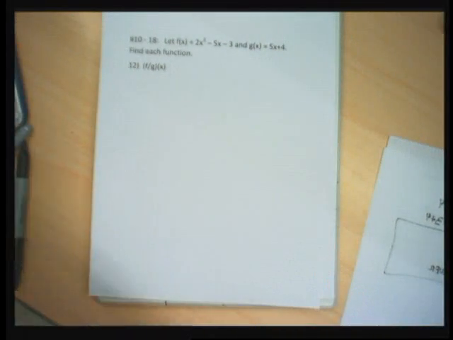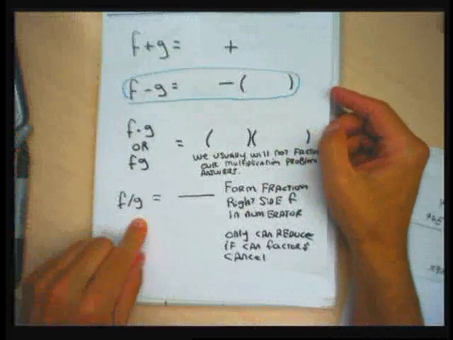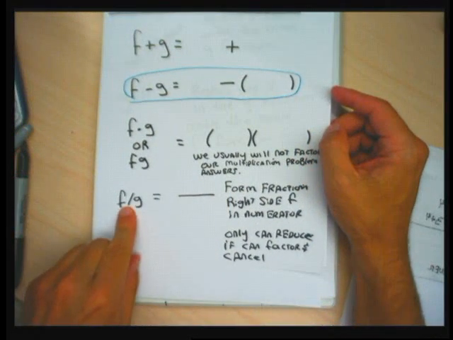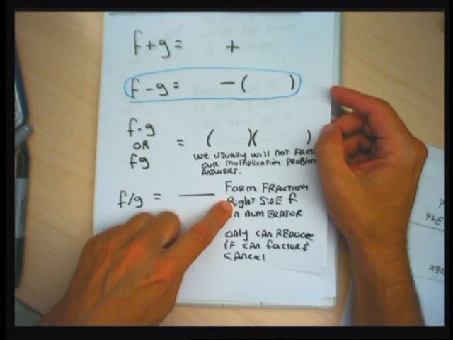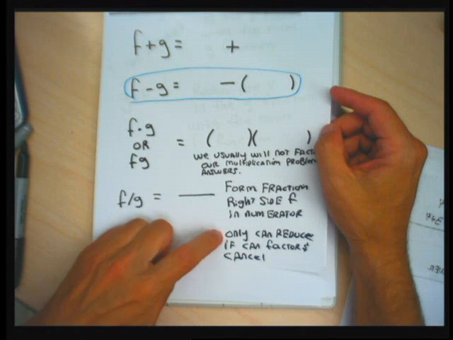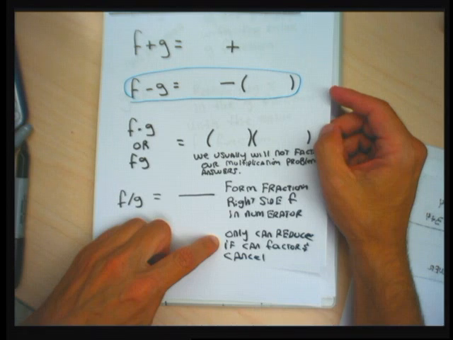First division problem, and the division thing says this: f divided by g. For the division, that means divide in function notation. I'm going to form a fraction. Because the f is written first, I'm going to write the right side of the f in the numerator. And the only time you can reduce is if you can factor and cancel. So I'm going to make an effort at factoring and canceling.